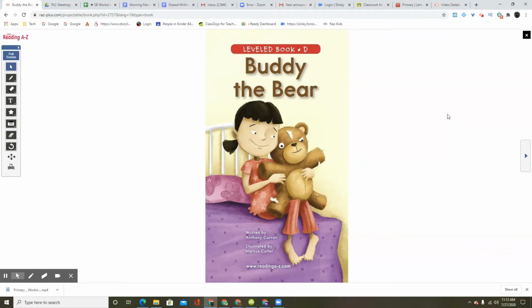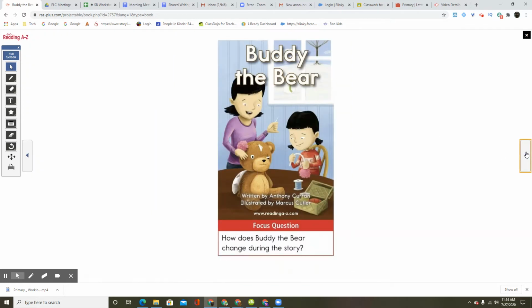Read aloud, shared reading, and reading aloud to another. We start with read aloud. Buddy, level D, Buddy the Bear. Written by Anthony Curran, illustrated by Marcus Cutler. Focus question: How does Buddy the Bear change during the story?